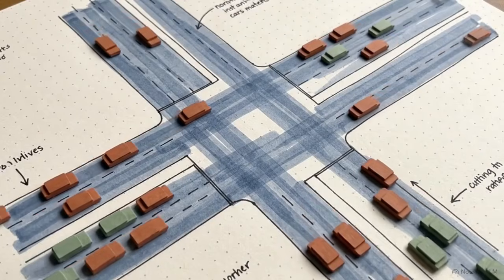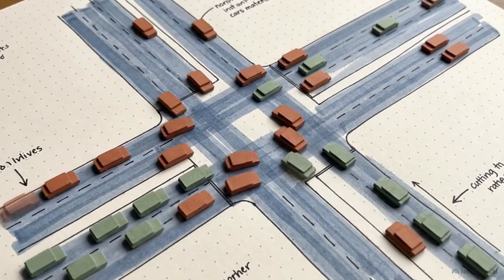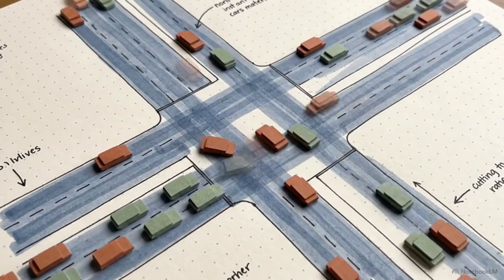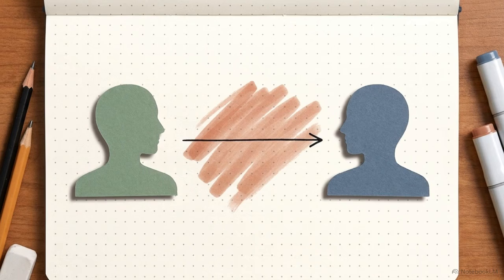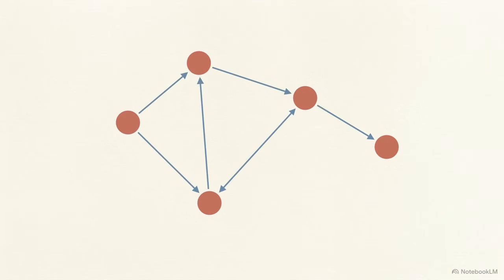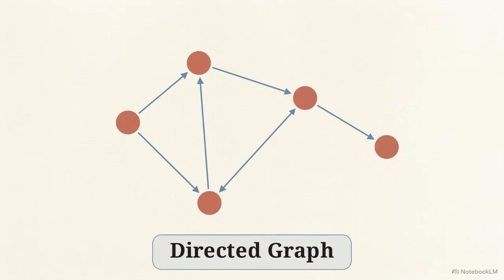For a raw graph to be useful, it has to reflect the constraints of the real world, starting with traffic flow. A mutual friendship on Facebook is a two-way street. Following someone on Instagram who doesn't follow you back is a one-way street. When we draw arrows on the edges to show which way the data can move, we create a directed graph.